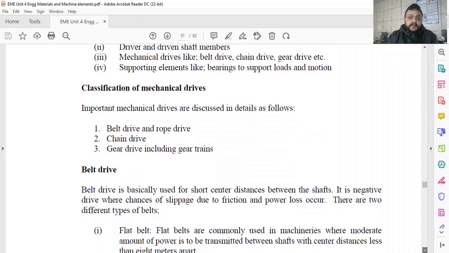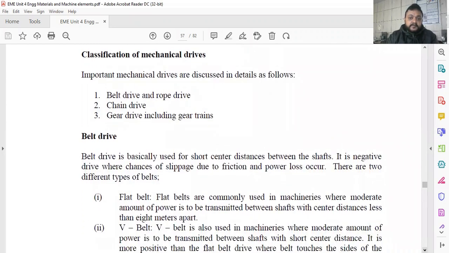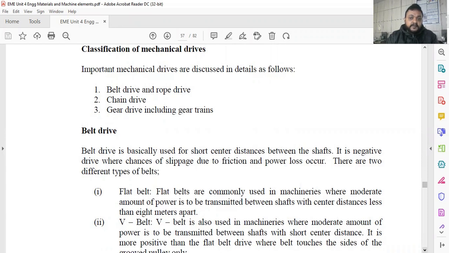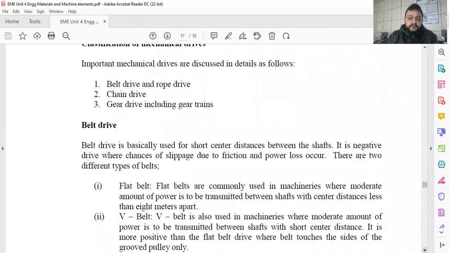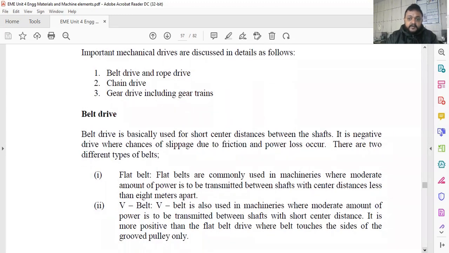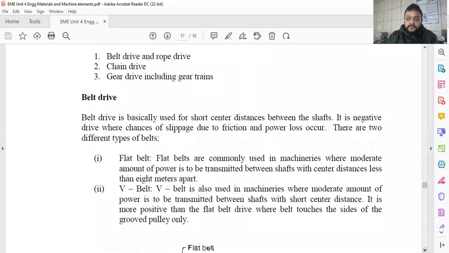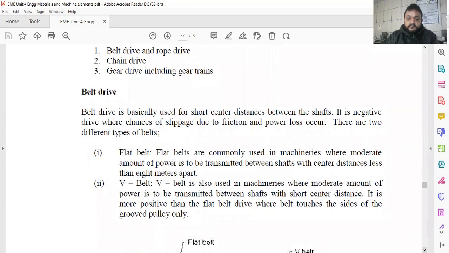So, the mechanical drives are of three types: belt drive and rope drive, in which we use the belt and rope; also the chain drive, like sprocket; and gear drive, that is the positive drive by engagement of the teeth of the gear, including the gear trains. So one by one, we will discuss each and every element in brief, so we can easily understand how it is helpful to the elements of mechanical engineering.